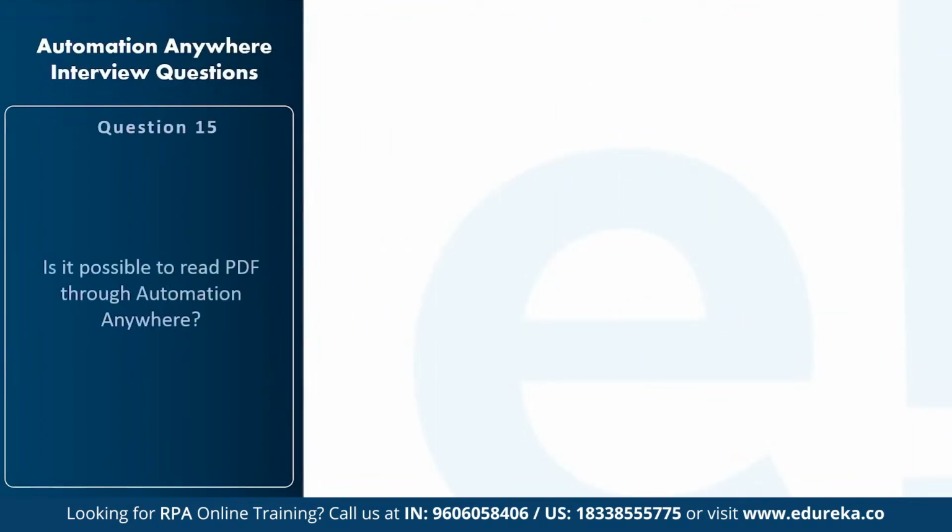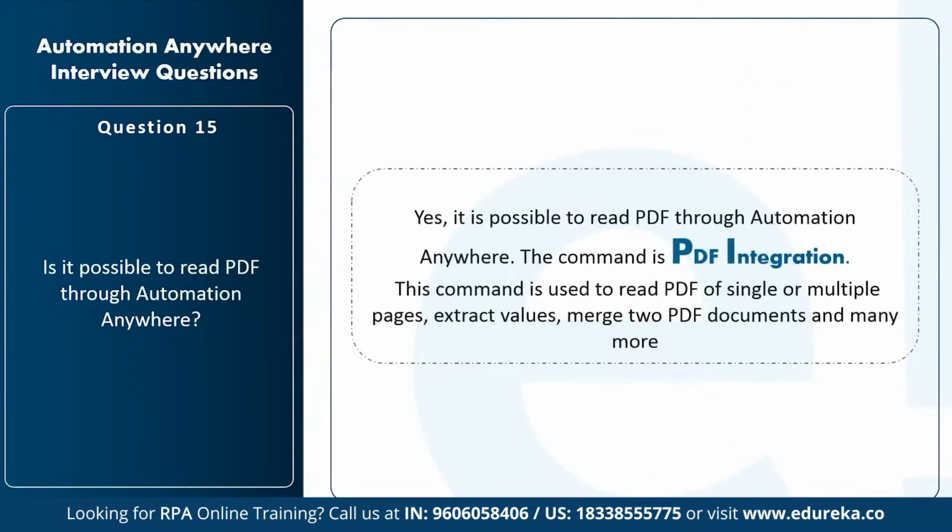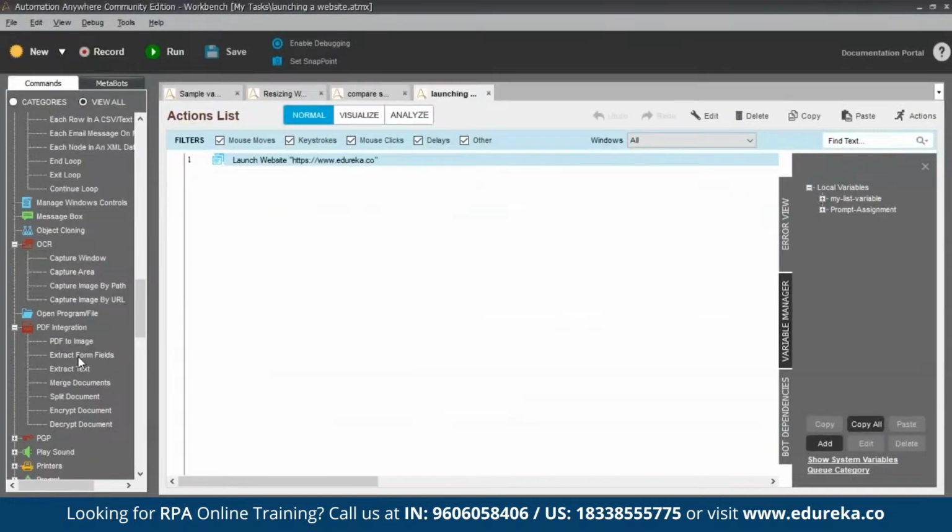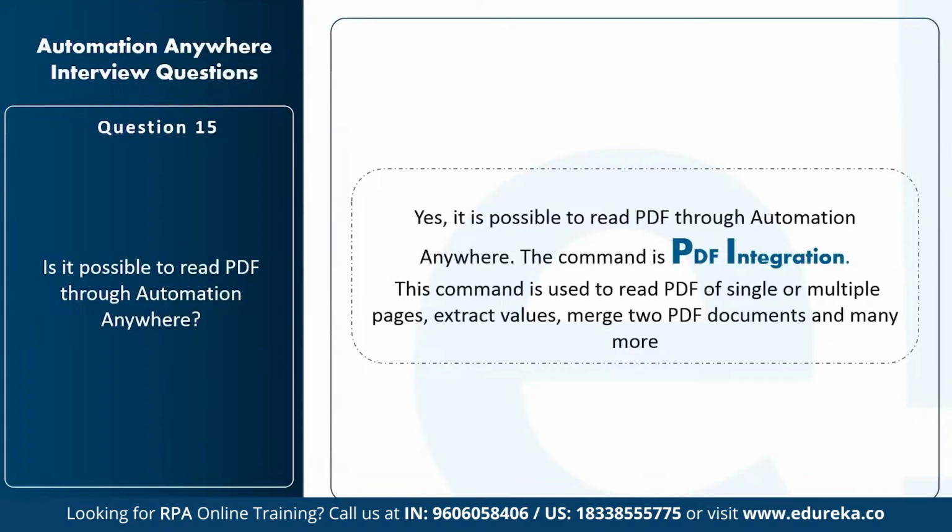Now moving forward with our next question, that is, is it possible to read PDFs through Automation Anywhere? Well, this is quite an obvious answer that it is definitely possible to read the PDFs through Automation Anywhere. The command used is basically the PDF integration command. So this command is used to read PDF of single or multiple pages, extract values, merge two documents, and many more. If you go to the PDF integration command, then you have various commands under it, such as PDF to image, extract form fields, extract text, merge documents, split document, encrypt document, and decrypt the document. So guys, that was about this question.